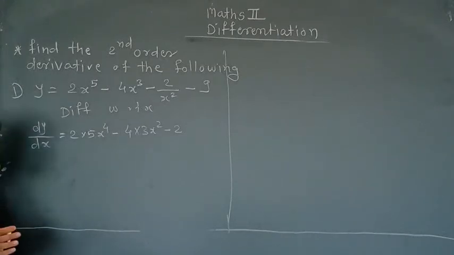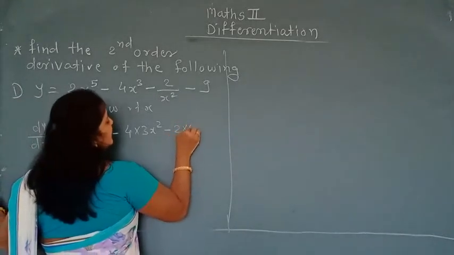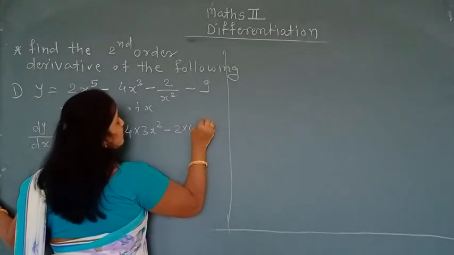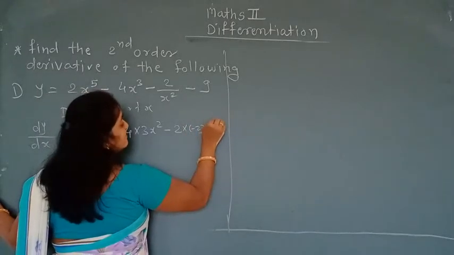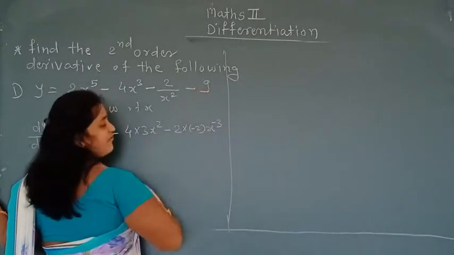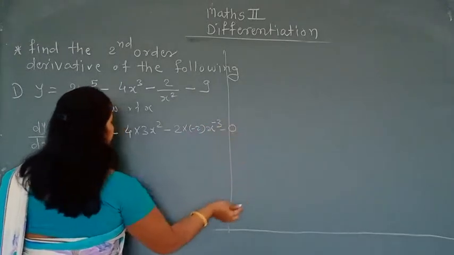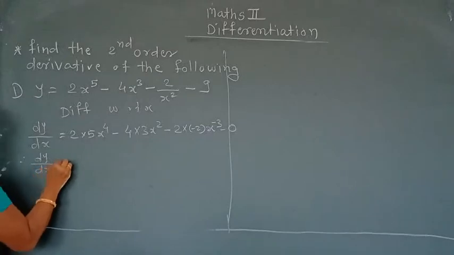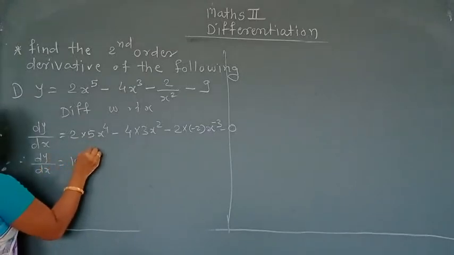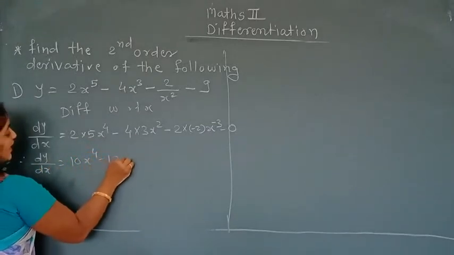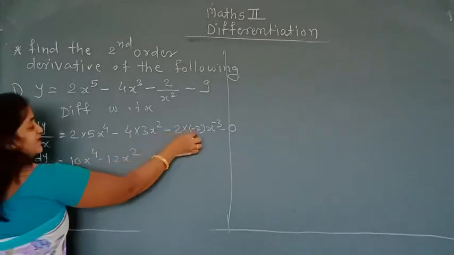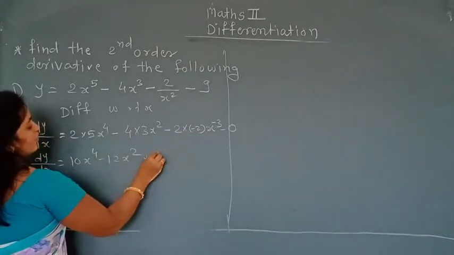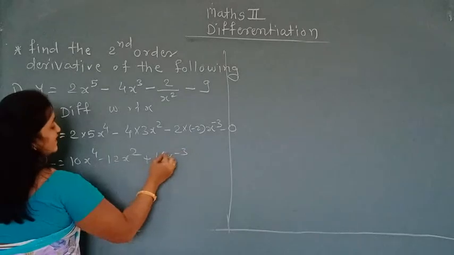Again this is the standard function. Compare x raised to minus 2 with x raised to n. So what will happen, multiply minus 2 x raised to minus 2 minus 1, which is minus 3, and the derivative of a constant is 0. Now simplify. So dy by dx is equal to 10 x raised to 4 minus 12 x square, minus minus becomes plus 4 x raised to minus 3.